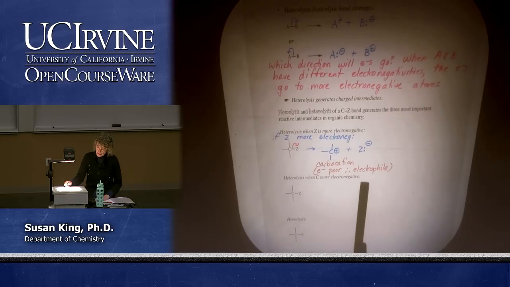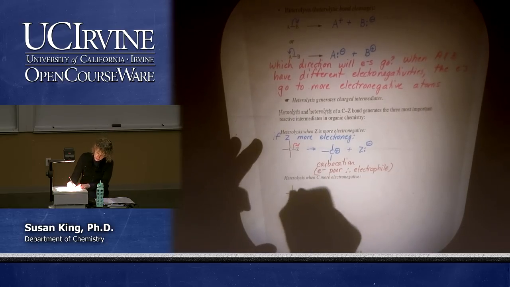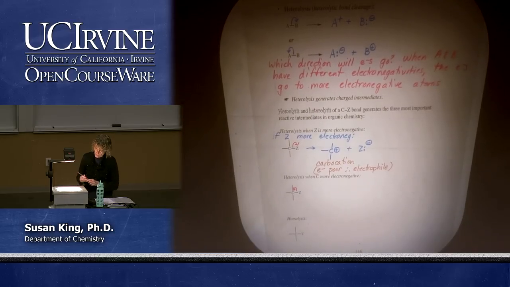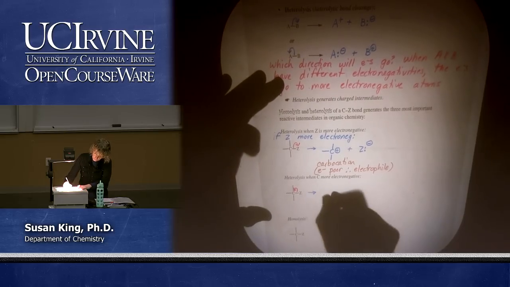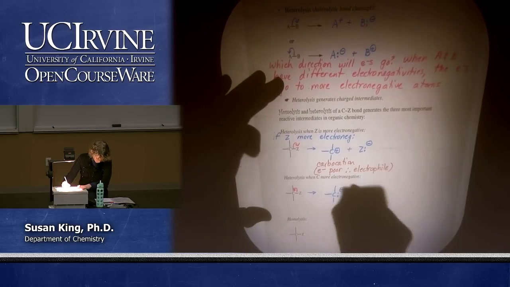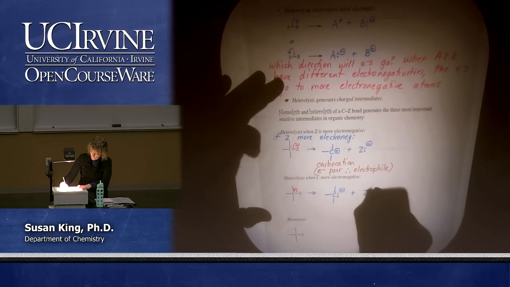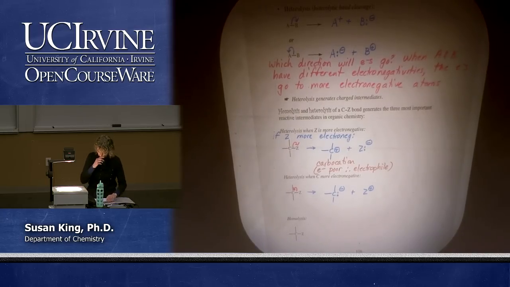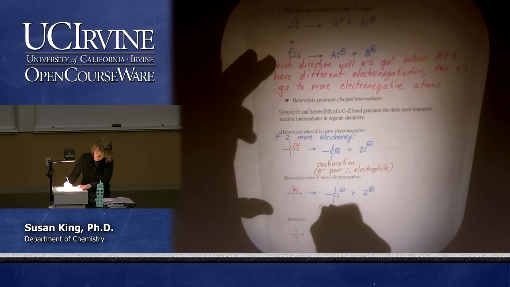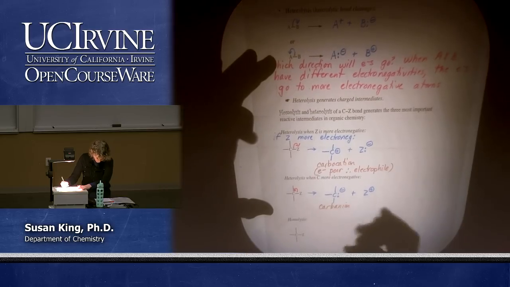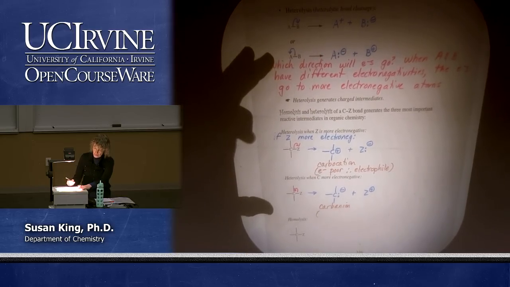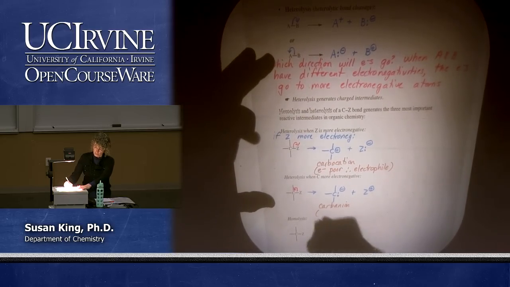So heterolysis, when C is more electronegative, that's going to look like this. We're going to push electrons onto carbon instead. Another very important reactive intermediate is a carbanion. Electron rich or electron poor? Rich. So electron rich, and so that's going to be a nucleophile.